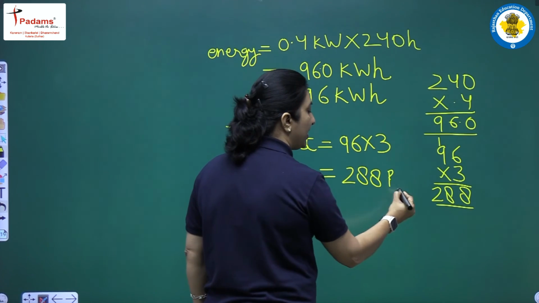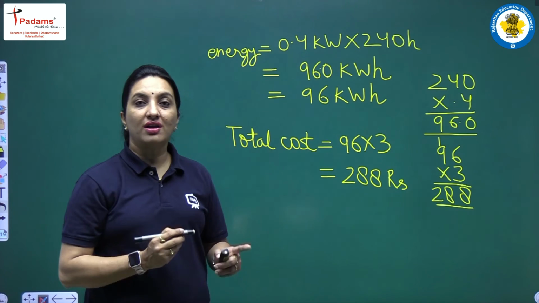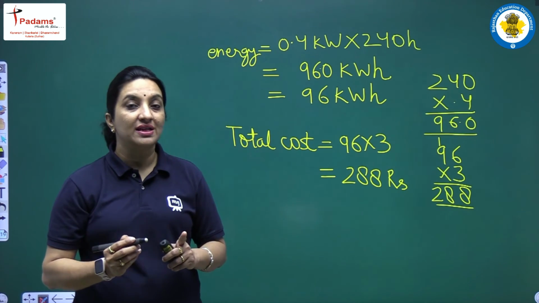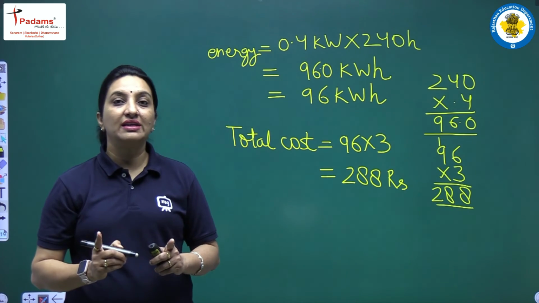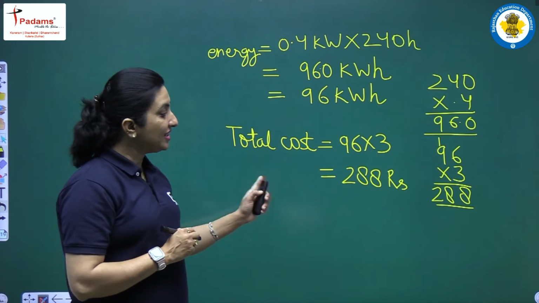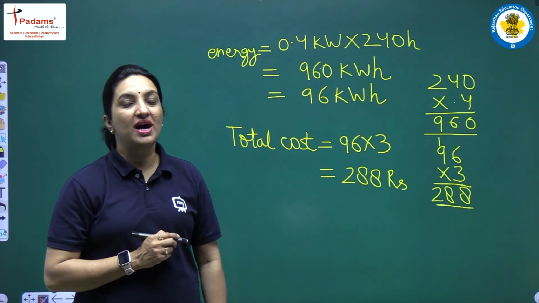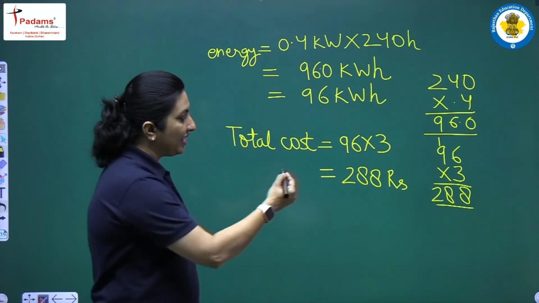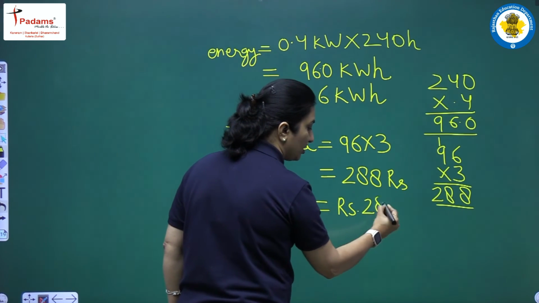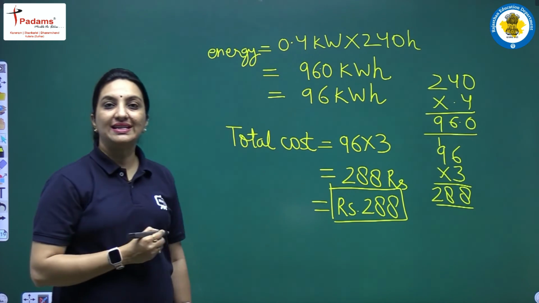So 288 rupees will be the cost for running an electric refrigerator for 30 days when the electric refrigerator works for 8 hours per day. So like this we have calculated the total cost. So this comes out to be 288 rupees. We can write it like this, or we can write it like rupees 288. So this is the total cost.